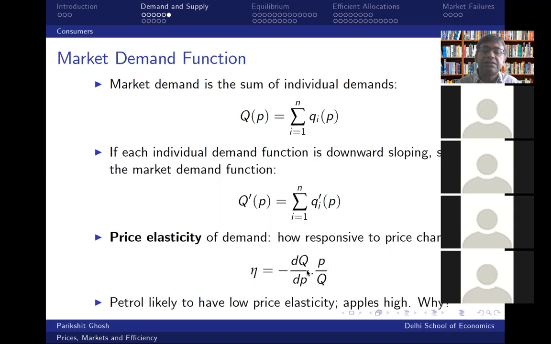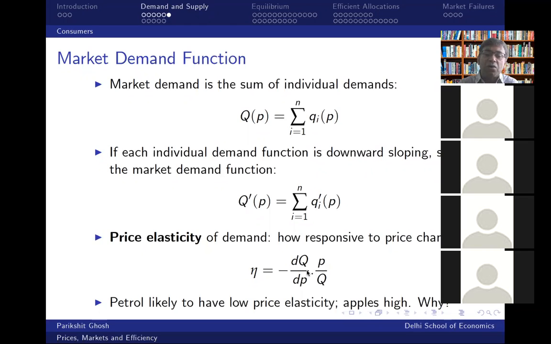The value of the elasticity will, of course, depend on the nature of the commodity. So, for example, if we are looking at apples, it's very likely that apples will have a high price elasticity because it's only one fruit, right? There are many other fruits which are close substitutes. You can buy guavas, you can buy bananas, and so on. So consumers are very likely to switch if apples suddenly become very expensive and other fruit prices don't change, right?